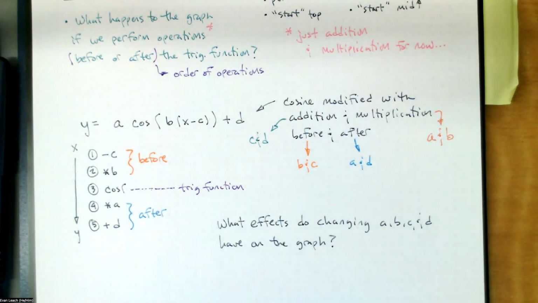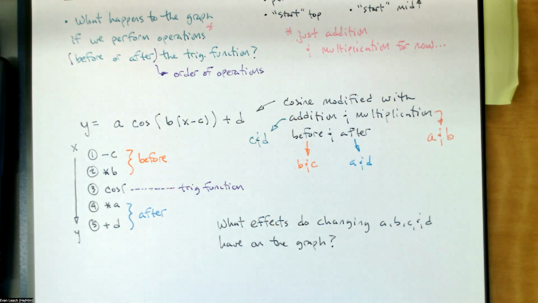Presumably, if we change these values, something about the graph should change because we're looking at a different function. The different function should have a different graph. So we want to know what effects changing A, B, C, and D have on the graph.